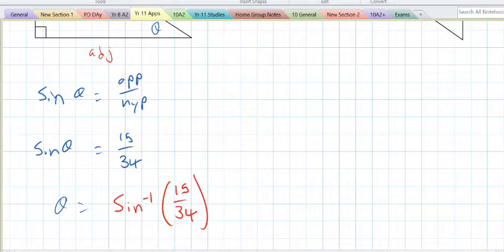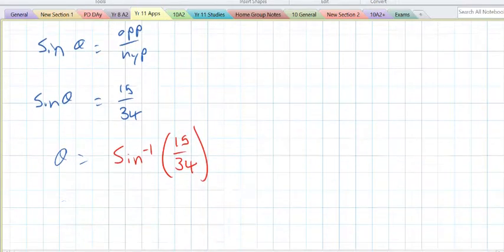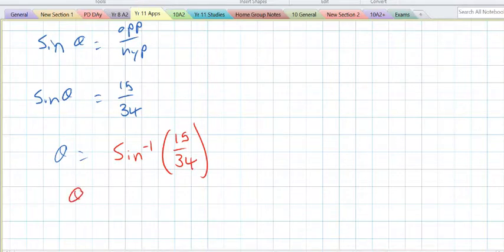Most of you will find inverse sine in your calculator by doing shift sine. So shift sine, open your brackets, 15 divided by 34, close brackets, and that will find you your theta. Does anyone get a strange answer? Did anyone get 0.45? No, that wasn't what you meant to get, but it is a possibility.